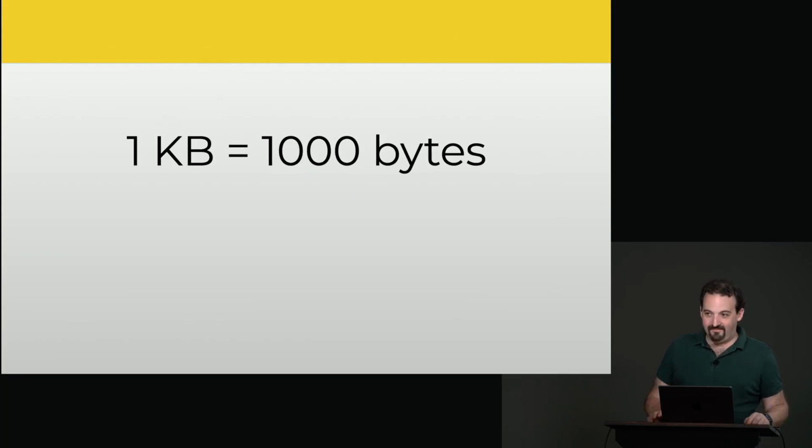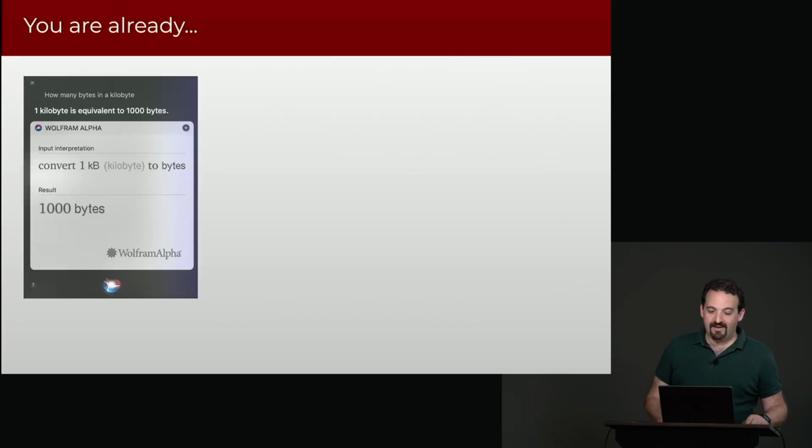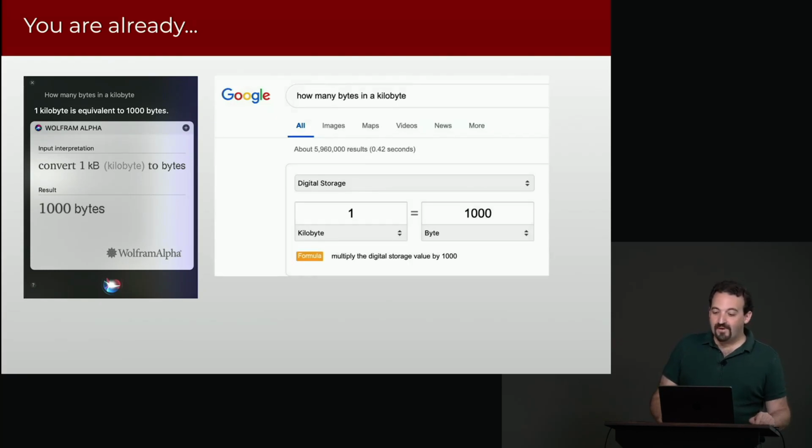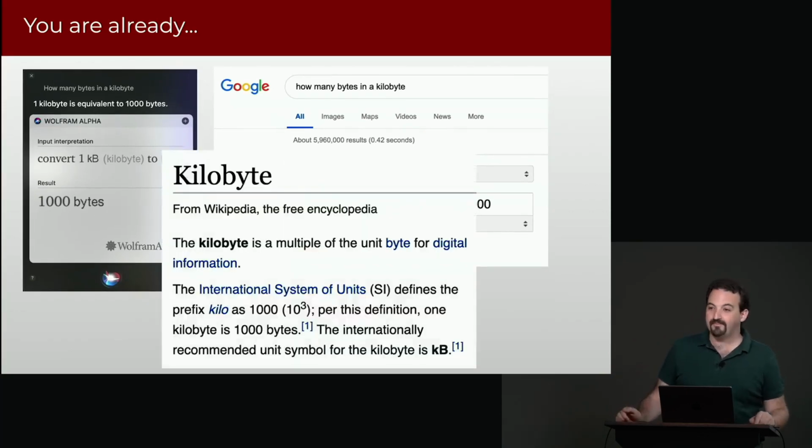Actually, it's 1,000, because the kilo prefix is 1,000, and it's not just me. You can go and ask Siri, which is actually asking Wolfram Alpha, a scientific website. You can ask Google how many bytes in a kilobyte. You can ask ChatGPT, if you want. You can ask Wikipedia. It's 1,000. Yeah, we were wrong. There is a history of what happened, the binary prefix before that.